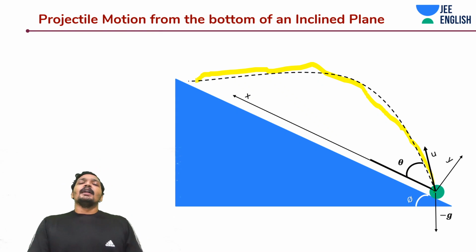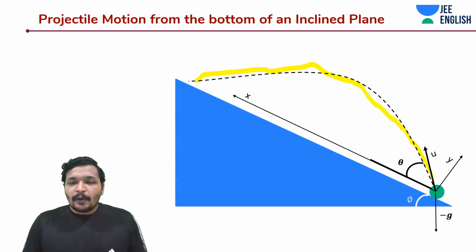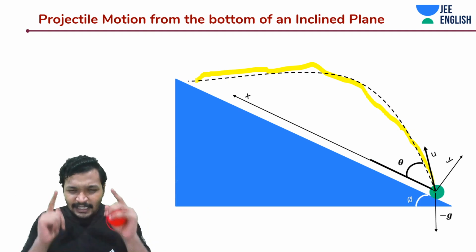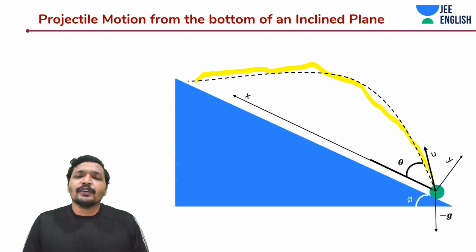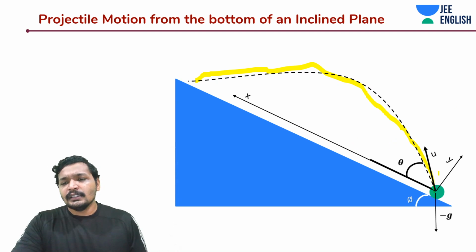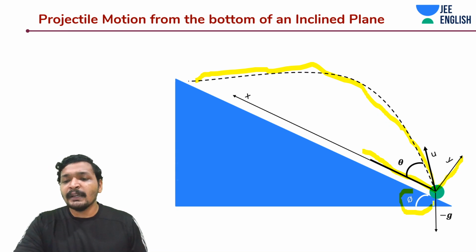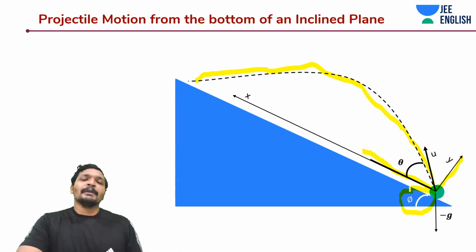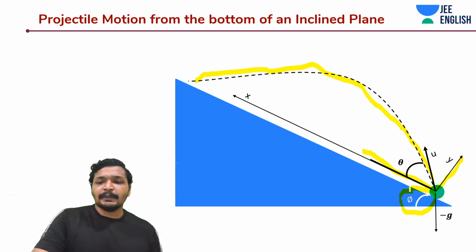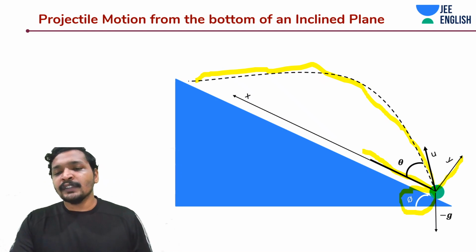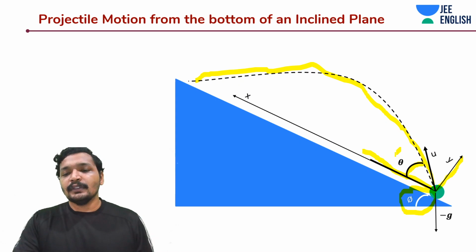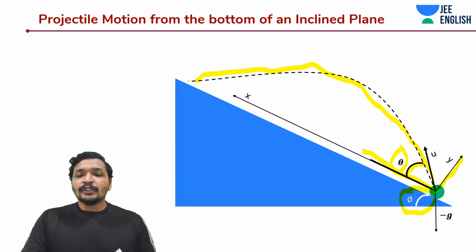Okay, guys. Now how do we solve this problem? Same strategy. The same strategy is what we are going to make use of. Just the axes are rotated, right? This is the y-axis in this case, and this is the x-axis. This is rotated due to this angle phi, which is nothing but the inclination of the inclined plane. Again, we are projecting it with angle theta.